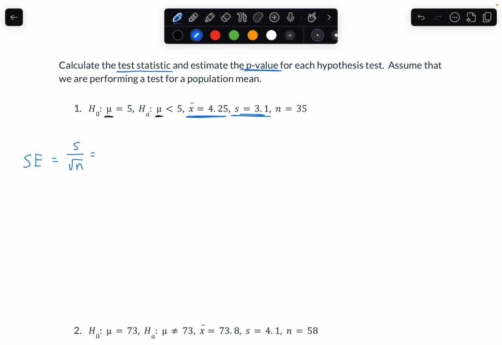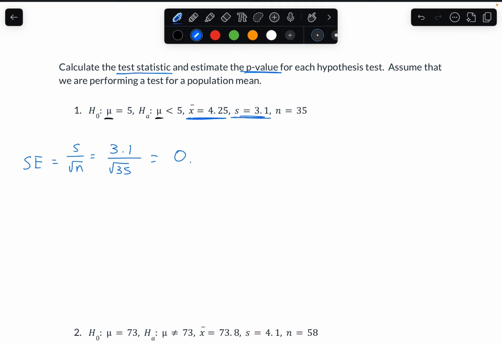So s, it tells me, is 3.1 divided by the square root of n. Remember, that's my sample size, which is 35. So I'm going to grab my calculator: 3.1 divided by square root of 35, and I ended up with 0.524. We'll go ahead and round to 3 decimal places here. And there's our standard error. There's our first step. Once we have that, we can go and calculate our test statistic.